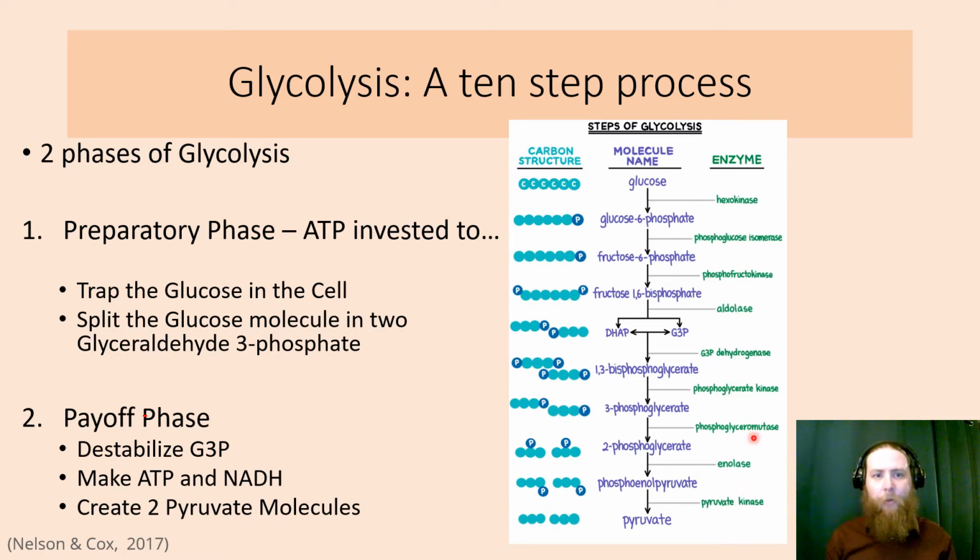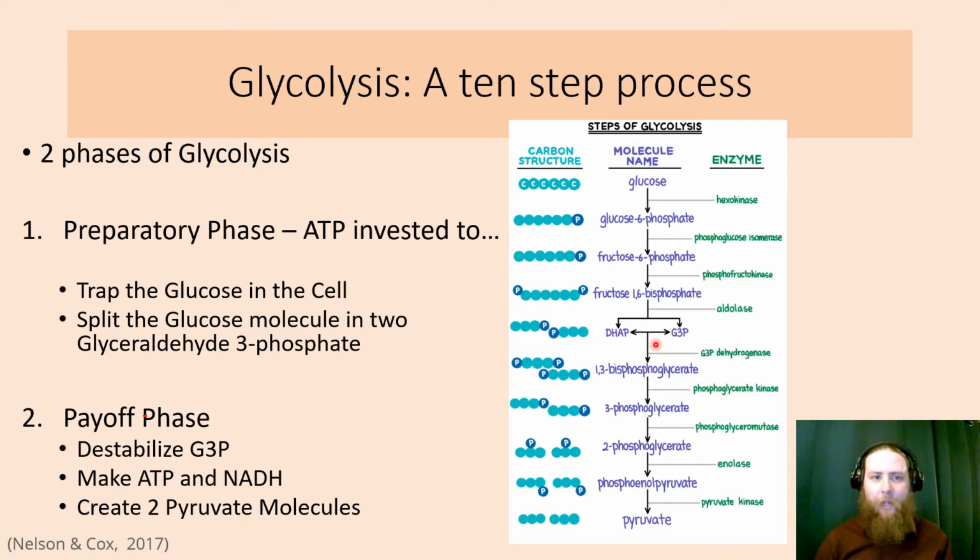But I just want to, real quick, mention there are two phases of glycolysis: the preparatory phase, which goes up to here, where we invest ATP, and you can see some phosphate groups being added there. We invest ATP to trap glucose in the cell. Glucose is a sugar. Sugars are dissolvable in water, so they're dissolvable in the bloodstream and in the cytoplasm. If we don't have them locked into the cell, they will move with water into and out of the cells.